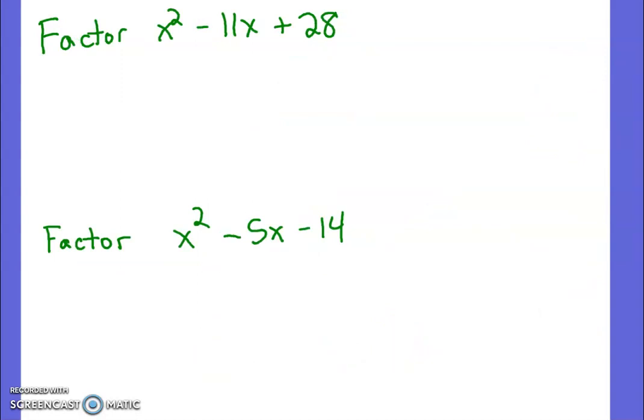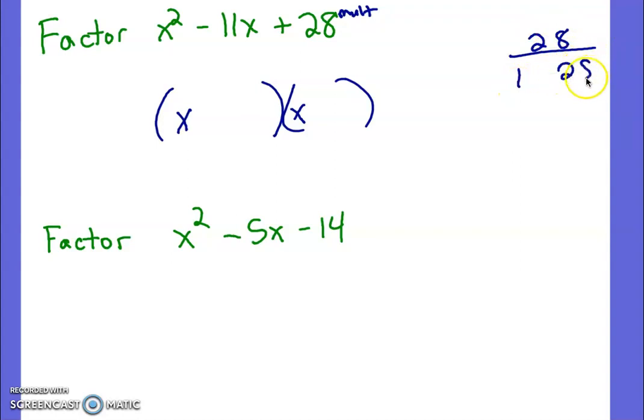All right, so this one right here, same thing. I'm trying to find two numbers that multiply together. Remember, the last one is when I'm trying to find two numbers that multiply together to give me a positive 28. So again, you got 1 times 28. You got 2 times 14. You have 4 times 7.